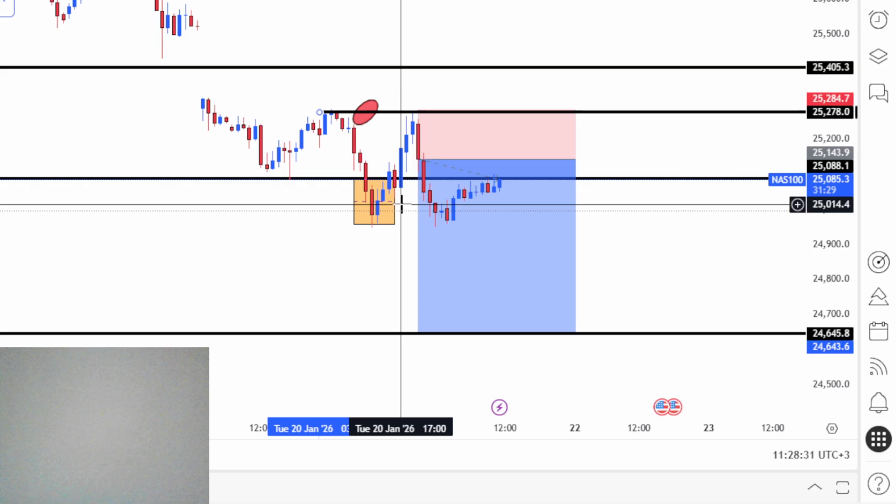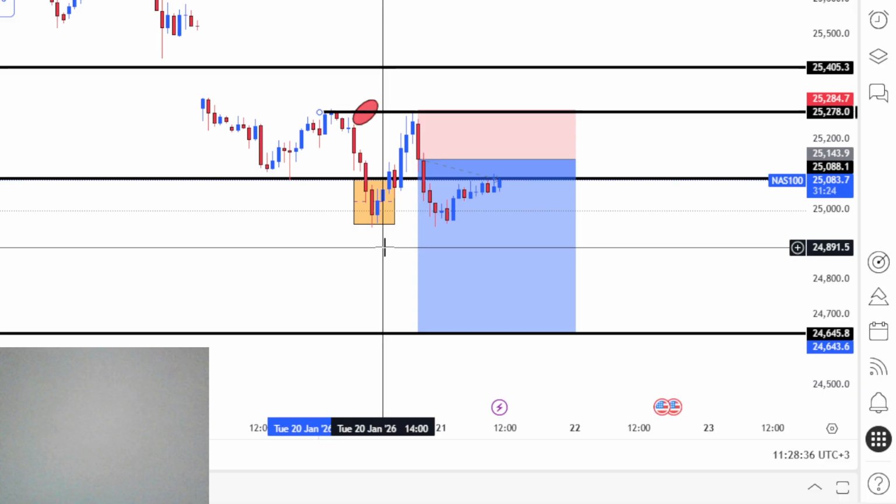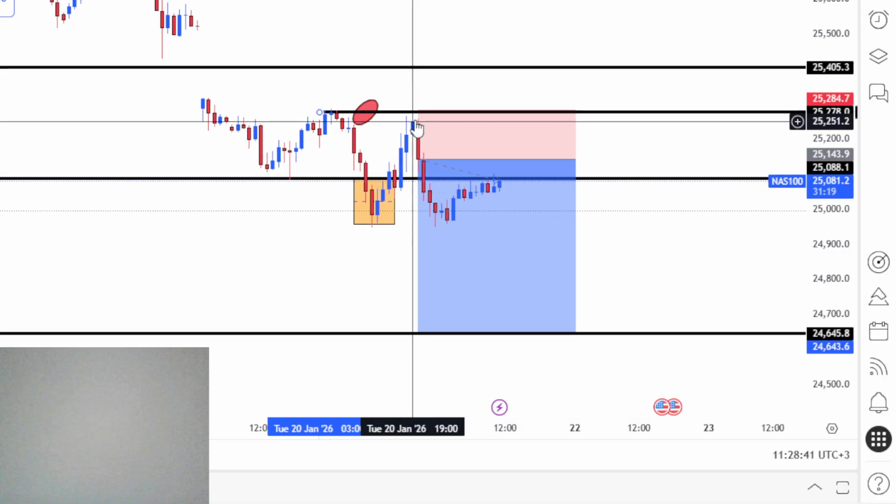So price gave us an indication. This was the correction. This is the continuation. The continuation is the most important part in the strategy because kutoka continuation ndio tunapata place ya kuweka stop loss, which is at the end of the week.